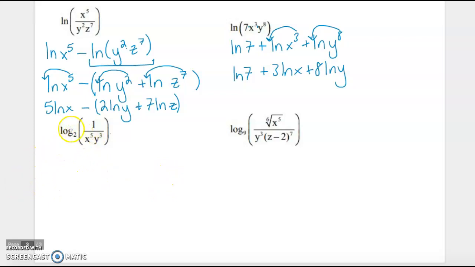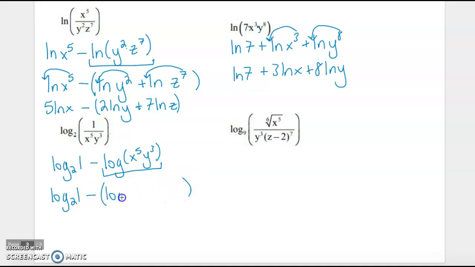So in this one, we have log base 2 of division. So log base 2 of my numerator, which is just the number 1, minus my denominator, which is log of x to the 5th y cubed. And again, because I'm going to be splitting up this logarithm, make sure that negative applies to the whole thing. Log base 2 of 1 minus parentheses log of x to the 5th plus log of y to the 3rd, and then bring down those exponents.